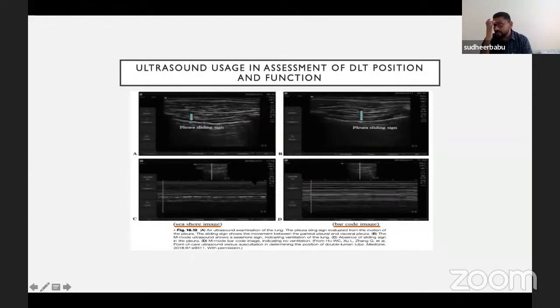So this is ultrasound in assessment of the DLT position. Along with the pleural sliding sign, you have to see the seashore image. If there is a barcode image, it means the lung is not ventilating.